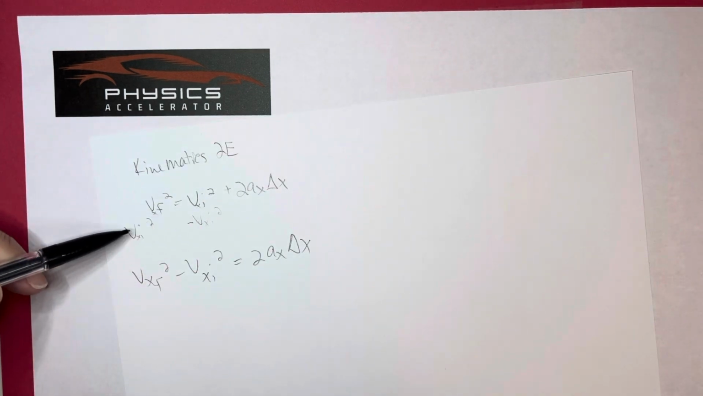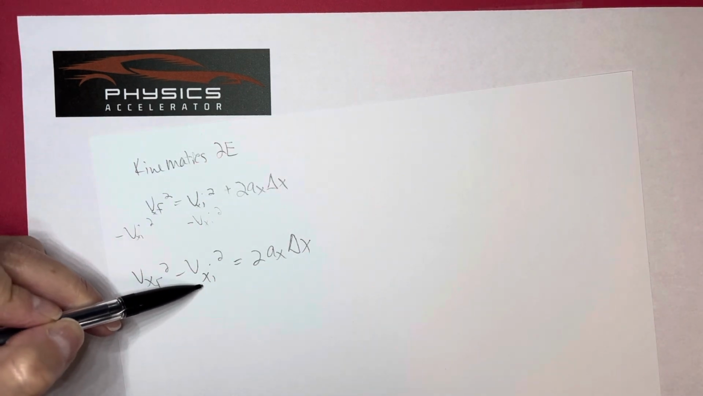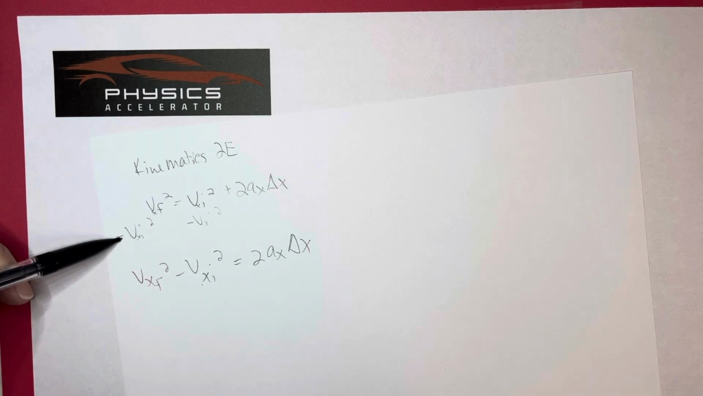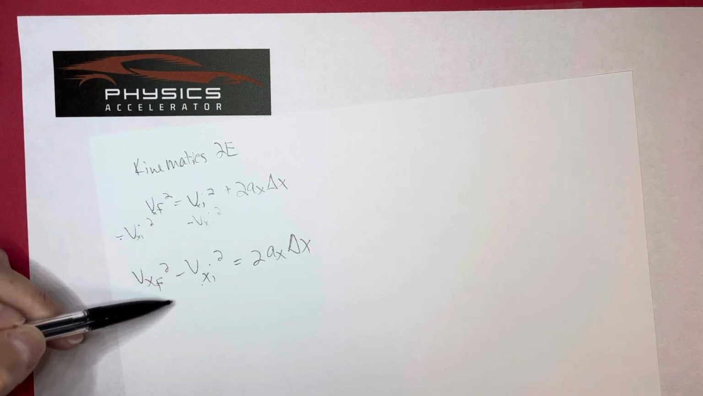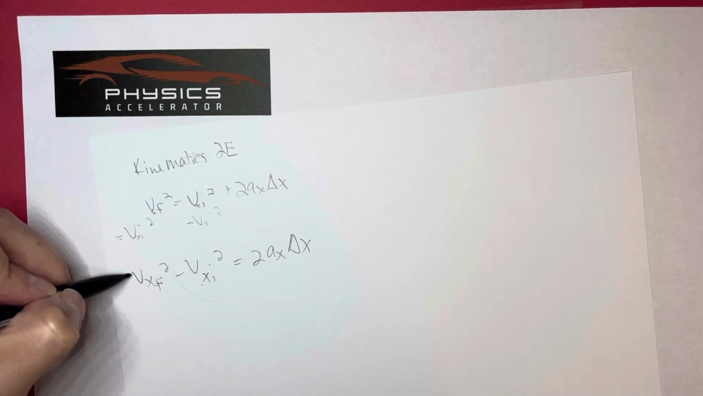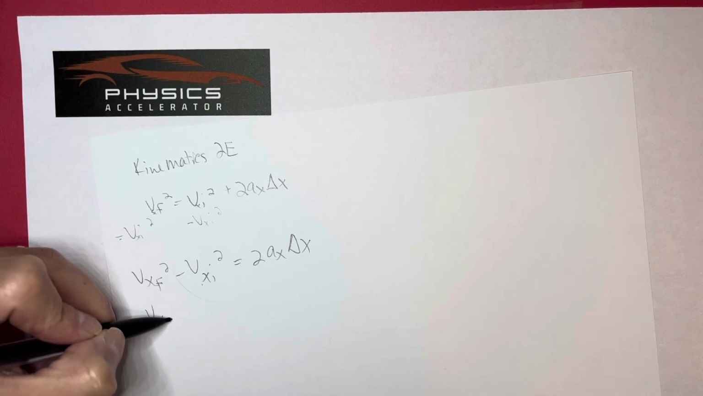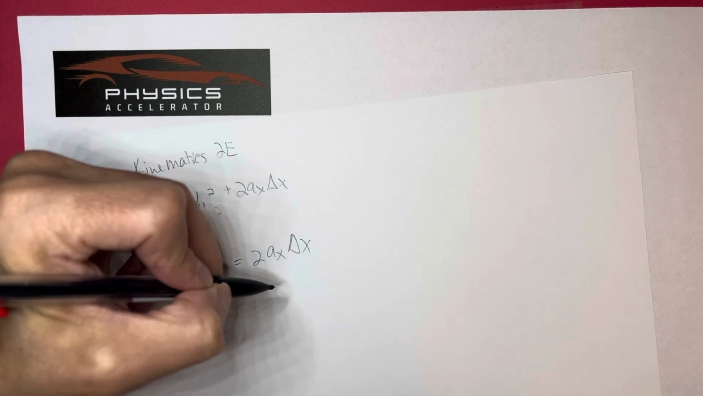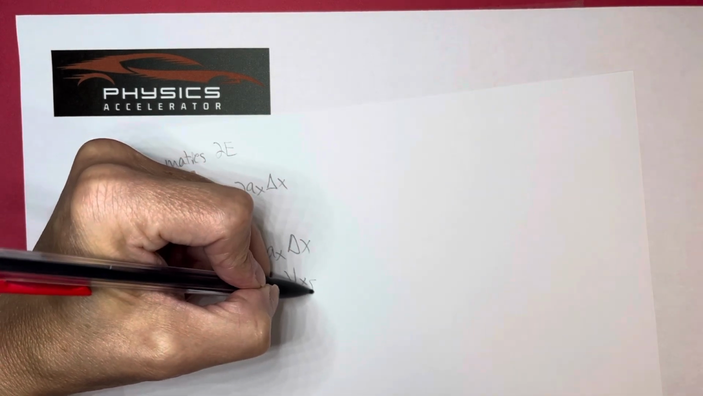So now I've moved my initial velocity to this side. There it is. I've moved it over. I subtracted it from both sides. But now I need to move the final velocity term over here to get this initial velocity term by itself. So it's positive here. I subtract that final velocity term from both sides.